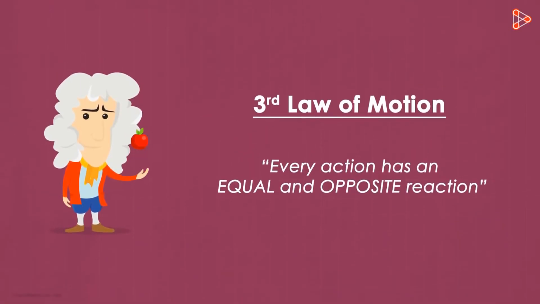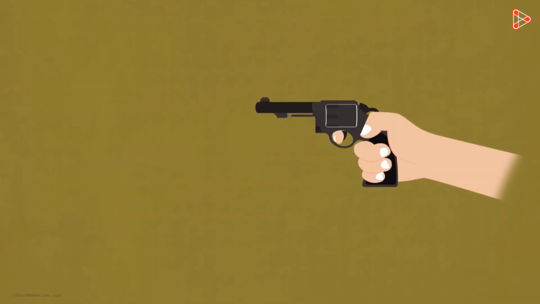We take one last example to understand something very interesting about the third law. What happens when a gun is fired? You're right, it exerts a forward force on the bullet. And the bullet exerts an equal and opposite reaction force on the gun. And this exists in recoil of the gun. A perfect example of Newton's third law.